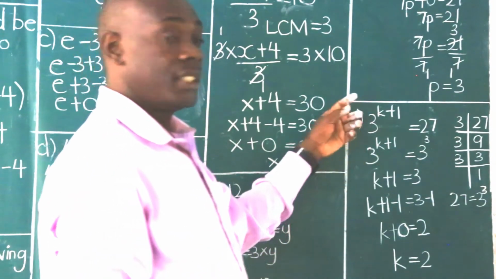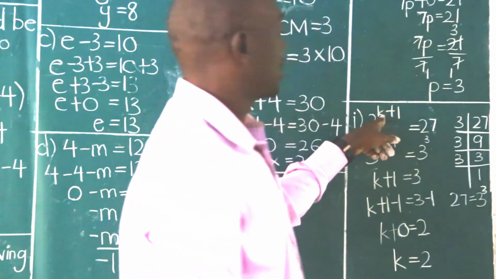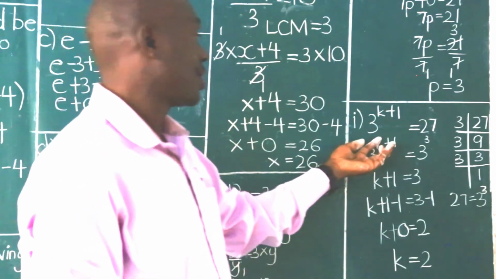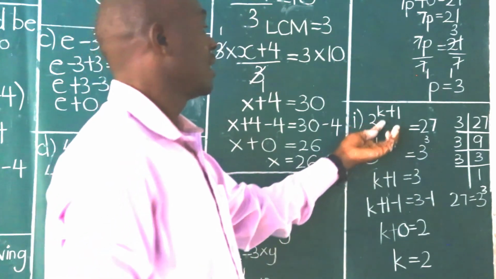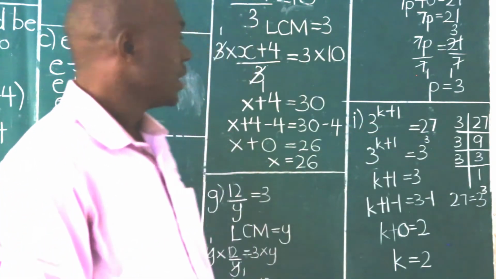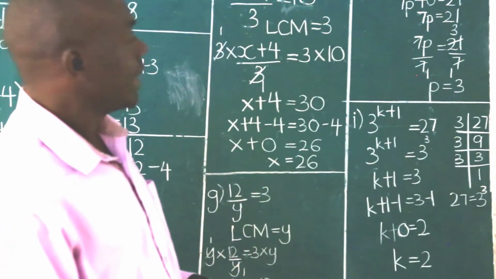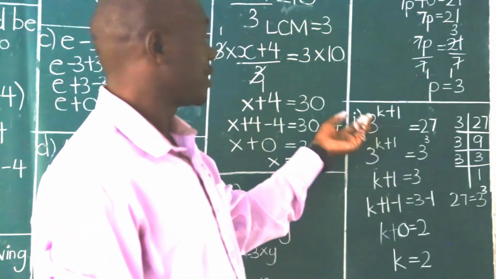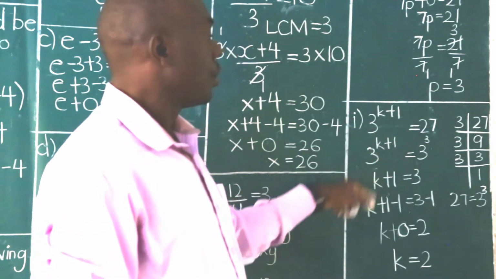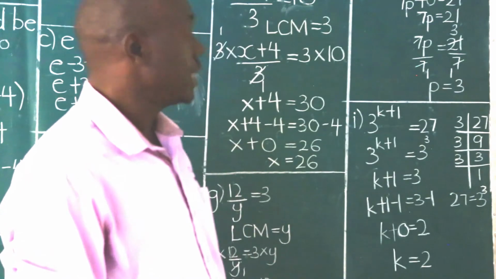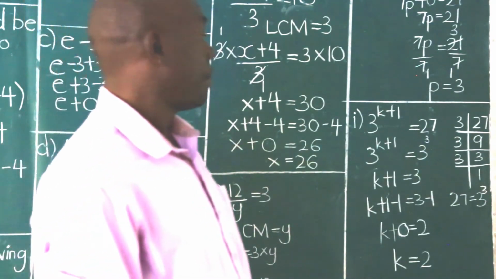Then part I, number 4, that takes us to solve. Solve for k. If 3 index, this is index, be careful, this is a power, an exponent. So 3 index k plus 1 is equal to 27. Now, in this regard, don't take it as 3k, this is a power. So 27 must be turned to a power of 3.